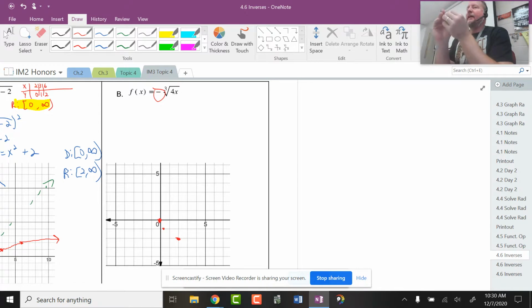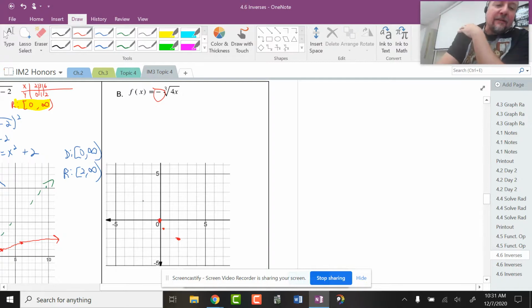Can you take the cube root of negatives? Yes or no? Ryan, where are you going? All right. Anyway, yeah. So it's negative 2 comma positive 2. All right. And then this is what you need to remember for cube roots.